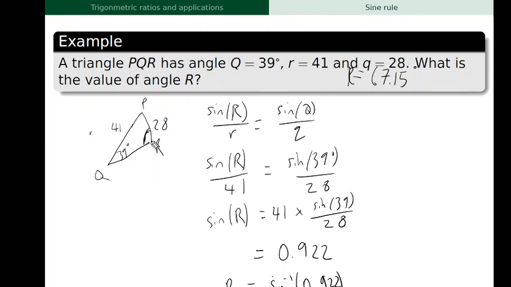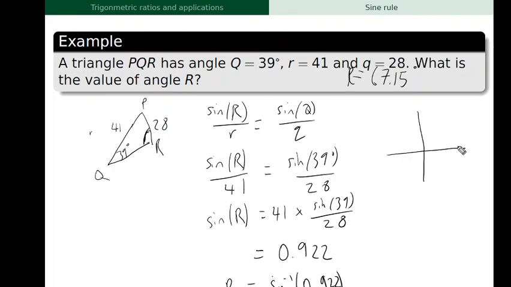Now, that is an answer, and R could certainly take that value of 67.15 degrees. If we look at my drawing though, that doesn't really look right, does it? It looks a bit like 90 degrees, maybe a bit more than 90 degrees. It looks like an obtuse angle, and that is an acute angle.